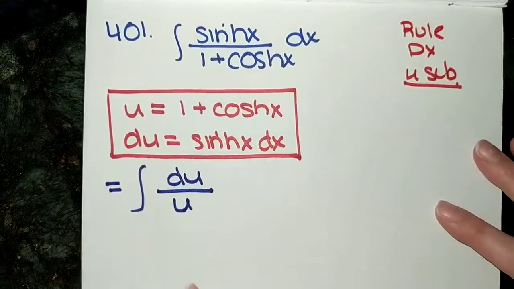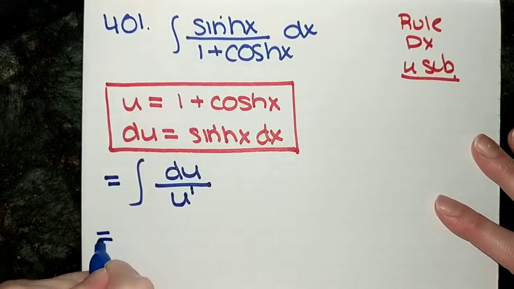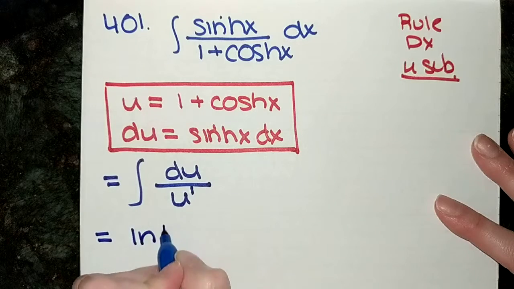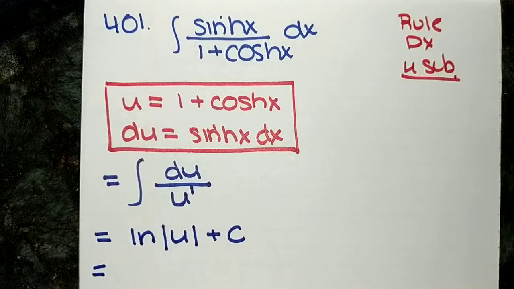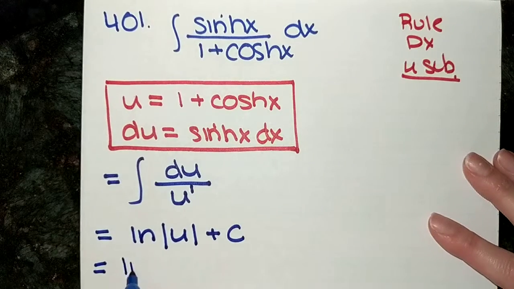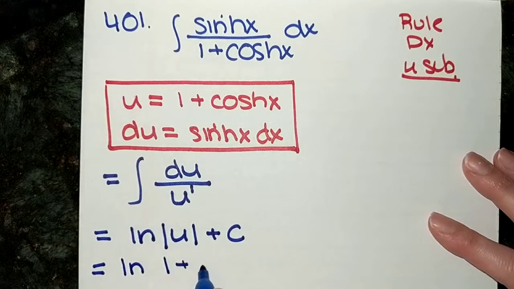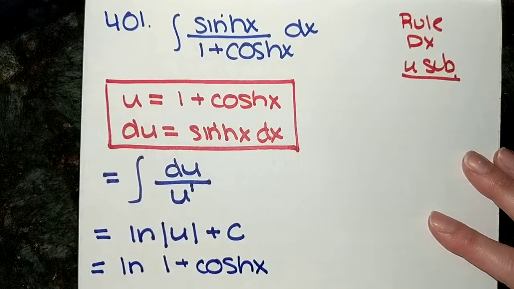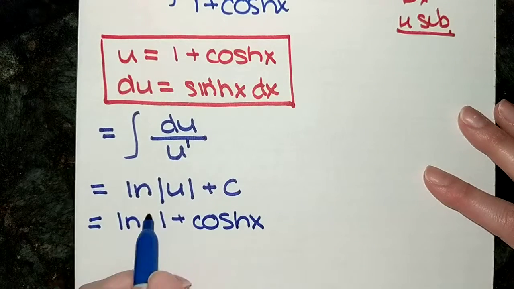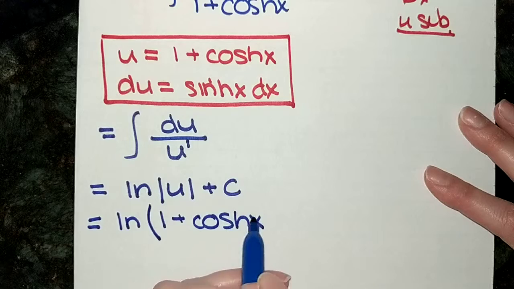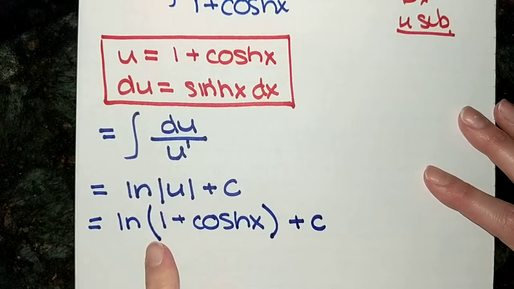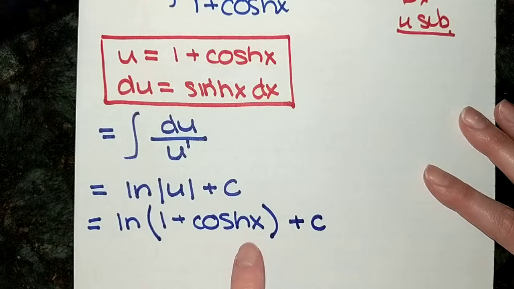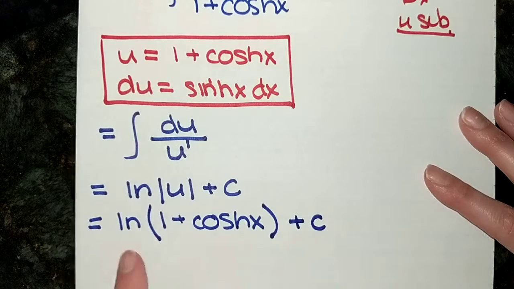And now we are just integrating u to the first, which becomes the natural log absolute value of u plus c. And now we can sub back in our u, which is 1 plus hyperbolic cosine. And yes, it is in absolute values, but remember that 1 is positive, hyperbolic cosine is positive, so you can drop those absolute values and just write it as 1 plus the hyperbolic cosine, and then of course your plus c of that.